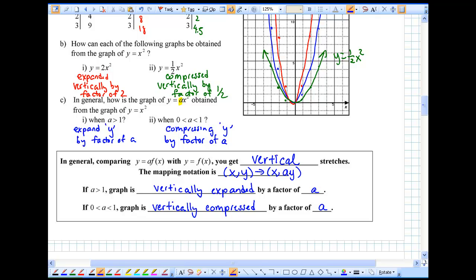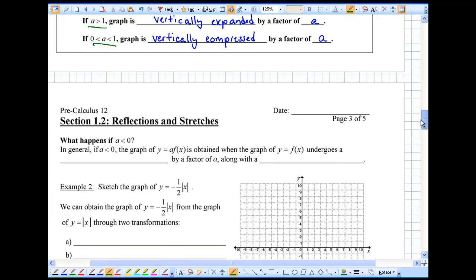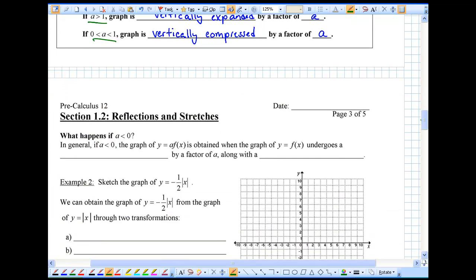Okay. Now you might be thinking, hey, Mr. Lee, you forgot one part. You've told me what happens when a is bigger than 1. You've told me what happens when it's less than 1 but still bigger than 0. What about everything that's less than 0? Well, if everything is less than 0, please turn the page. That just means that we have now made a negative. Now, did we just learn on page 1 what happens when we put a negative sign in front of the function? I think we did.